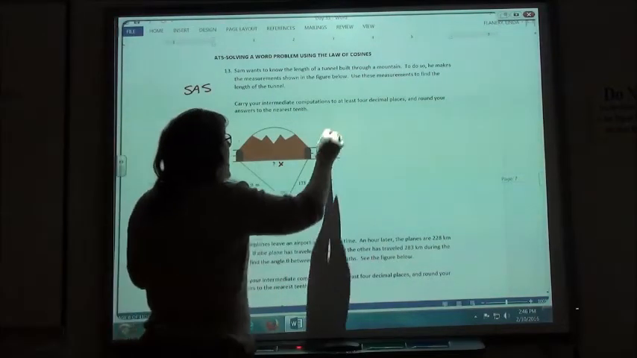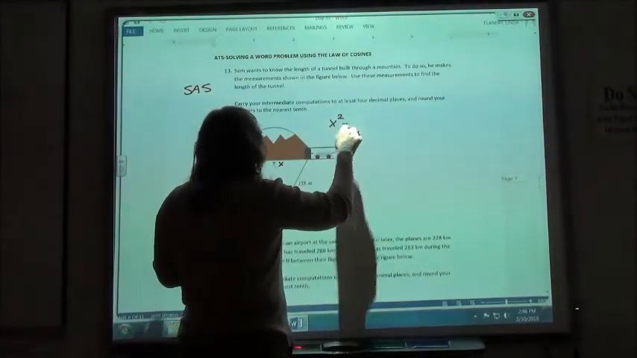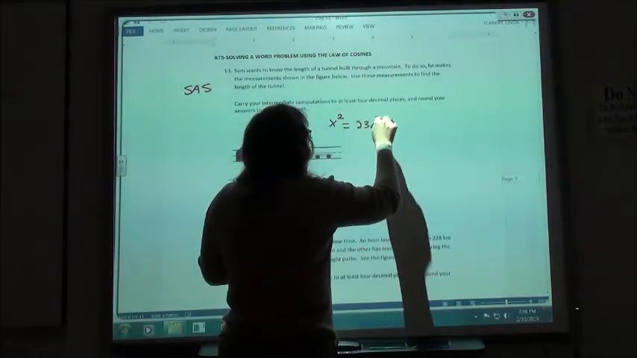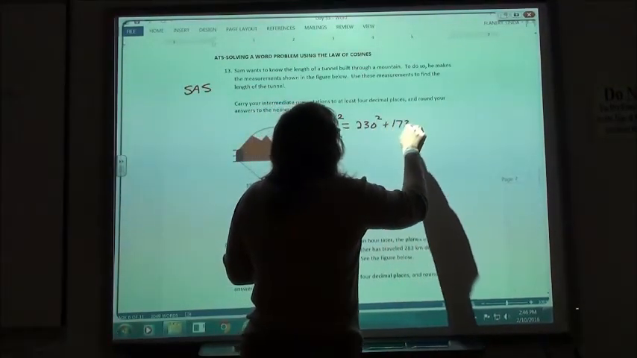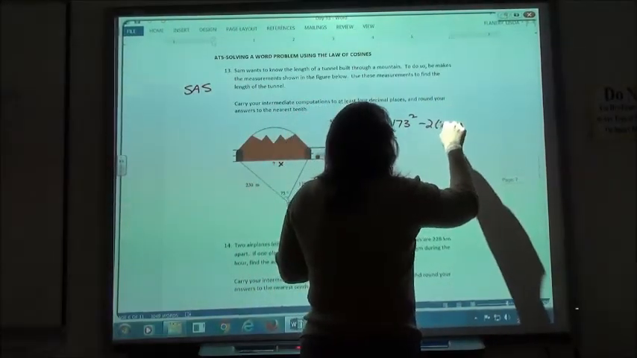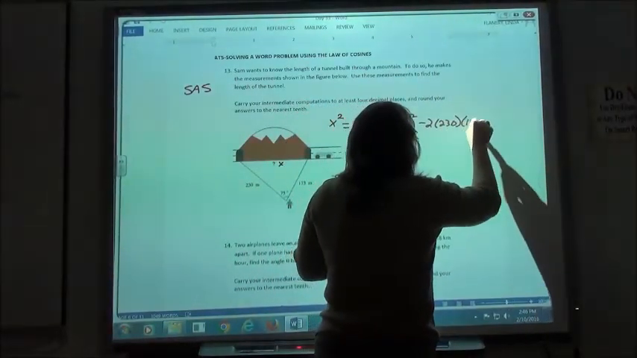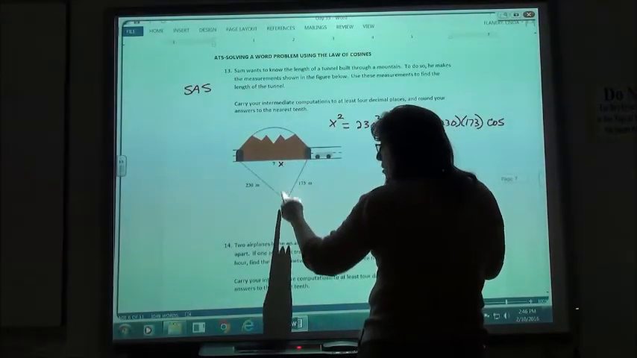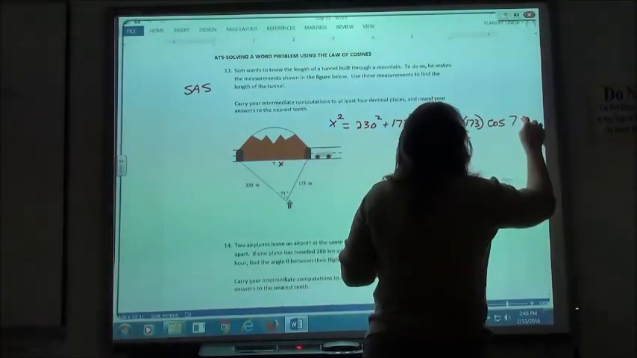So I'm going to say x squared is going to equal, and it doesn't matter which is which, but I'm going to have 230 squared plus 173 squared minus 2 times 230 times 173 times the cosine of the angle that's across from x, which is 75.